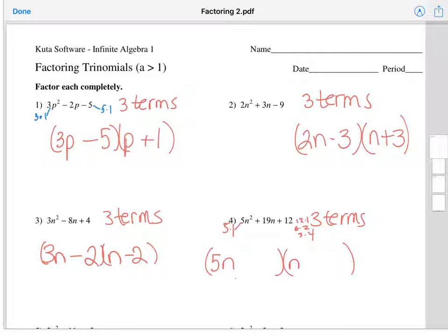3 and 4. I have 3n, and I have 20n. Okay, that's not going to give me 19n either, so let me just change this around. Let's try 4 and 3. We'll try them going backwards. So this is 4n, and this is 15n. Oh, I think I'm going to get it. So 15n and 4n is 19, and so we need a plus sign here and a plus sign here to get a positive 19. And 4 times 3 would give me 12. This is what we have to do to factor.